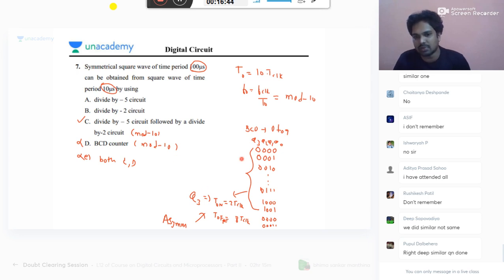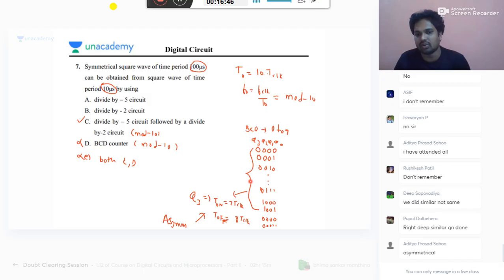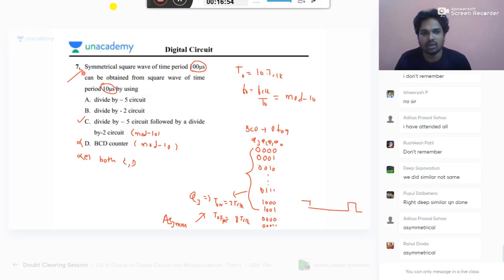You understand this first point? It is an asymmetrical waveform. On time and off time are not the same. You don't get 50% duty cycle. Symmetrical means T on should be equal to T off. 50% duty cycle is required.